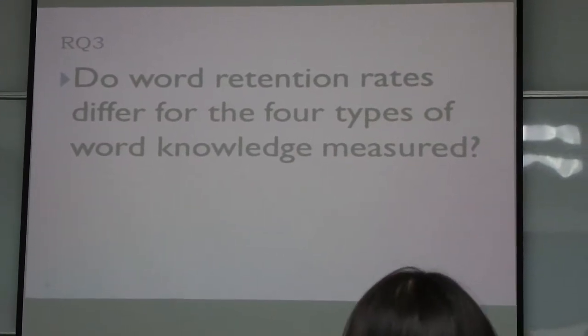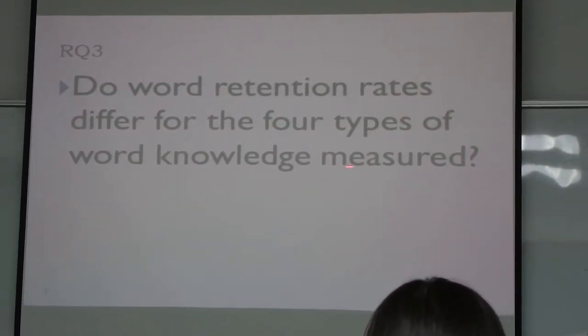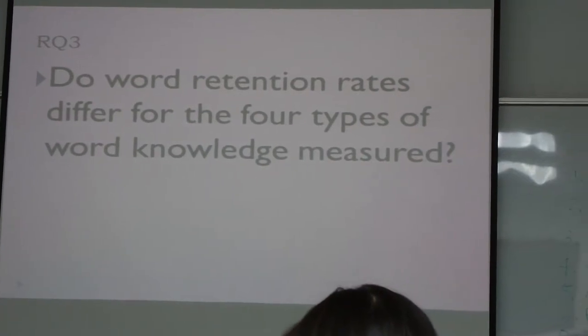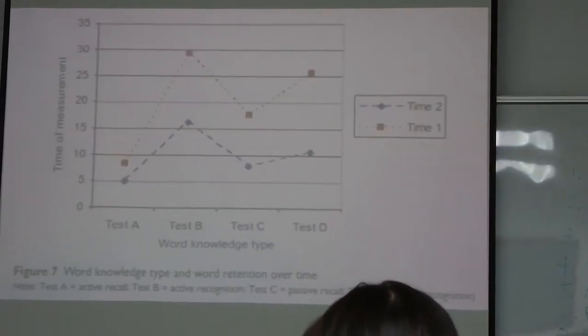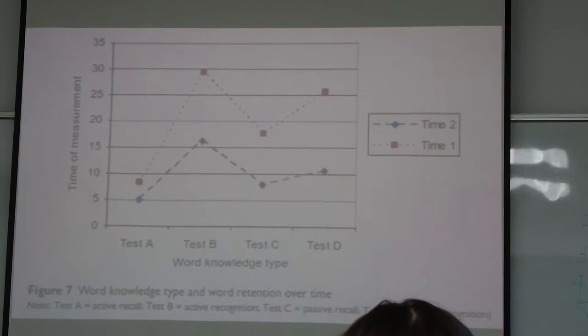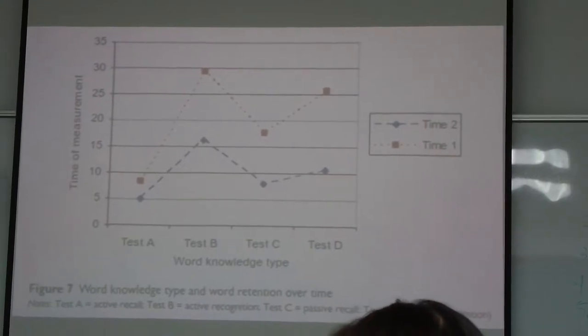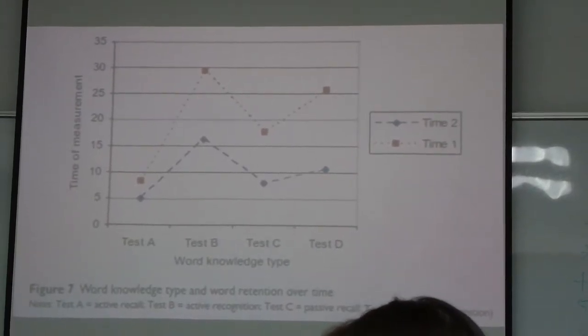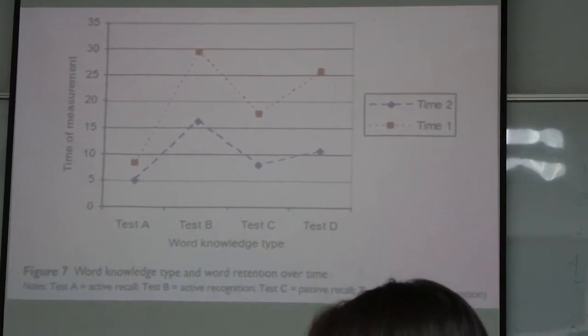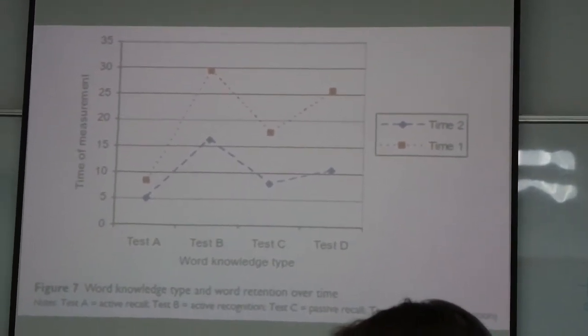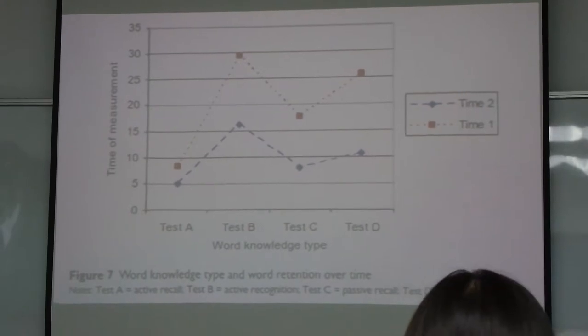And question 3: do word retention rates differ for the four types of word knowledge measured? We can see the figure clearly. All four types of knowledge decreased drastically over time, just like the figure shows.